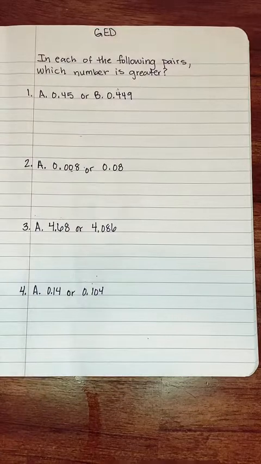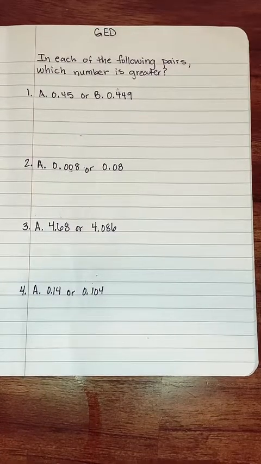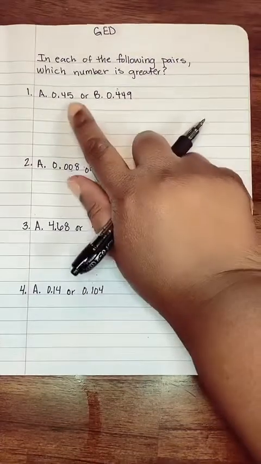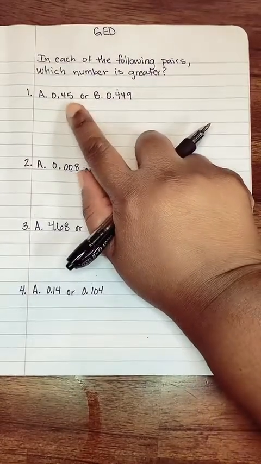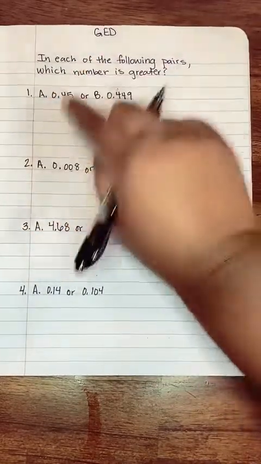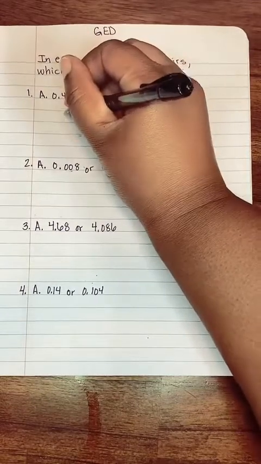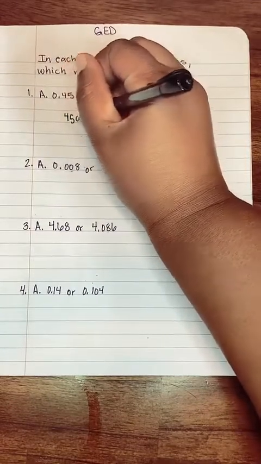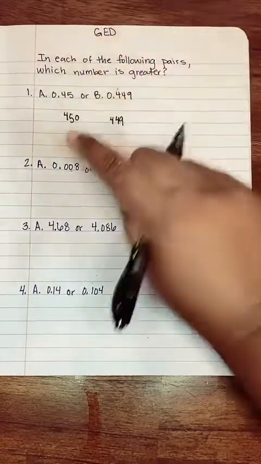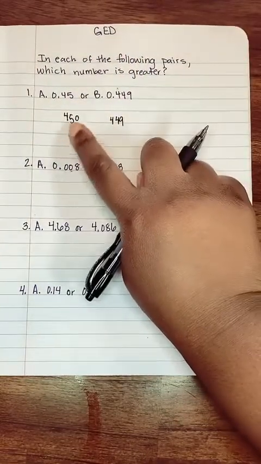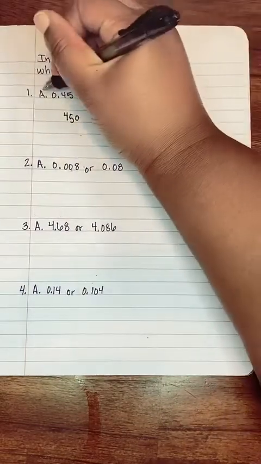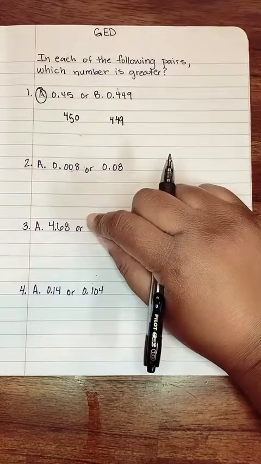This is the way that I was taught how to look at this: if I take away the decimal, and I add a 0 here, this will be 450. Over here, it will be 449. Well, which one do I want? I would rather have $450 than $449. So A is greater. Look at it as money, and hopefully that will help you tell which decimal is greater.